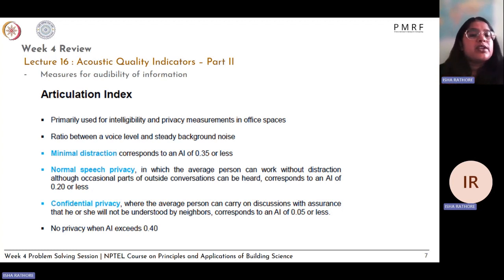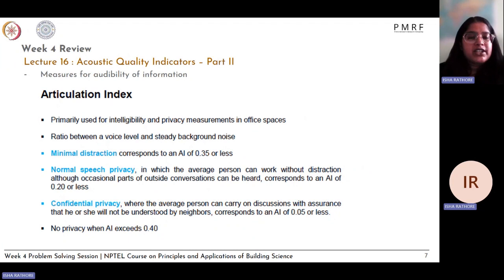Then for normal speech privacy, in which an average person can work without any distraction, although there are occasional parts of outside conversations which can be heard, that sort of sound environment corresponds to an articulation index of 0.2 or less. So this is normal speech privacy, where you still hear outside noises like the moving of a fan or outside vehicle or traffic noises, but they do not affect much or distract you from your work.